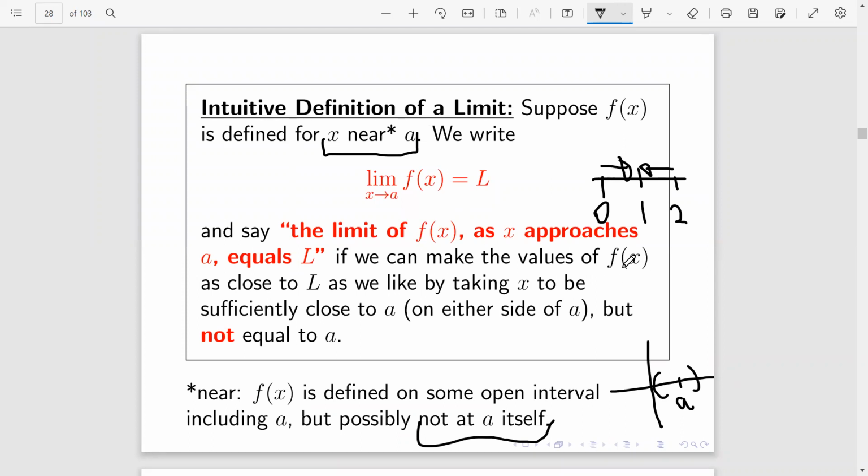We can make the values of f of x close to L, meaning the y values along the function, as close to the value L as we like by taking x sufficiently close to the point a, from either side, coming from the left or coming from the right. But we don't really care what happens at a. This is very important. For limits, we don't necessarily care what happens at a. We want to understand what happens around a. When you get closer to a, what happens? I hope that makes sense.